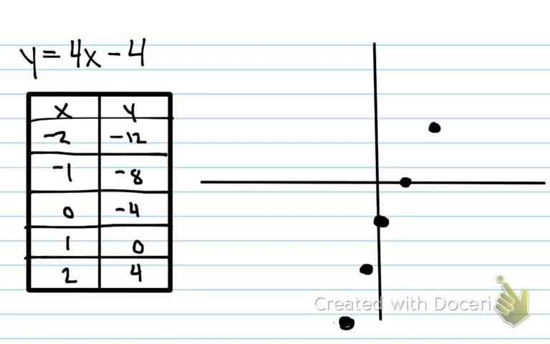Okay? So I had some papers yesterday. This is what they did. They just plotted their points. What did they forget to do? Draw a line through them. So this is not perfect because I didn't even number it, but this is just a rough sketch of what this line would look like on a graph.